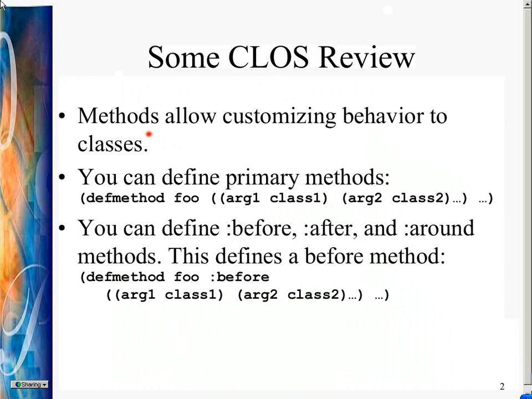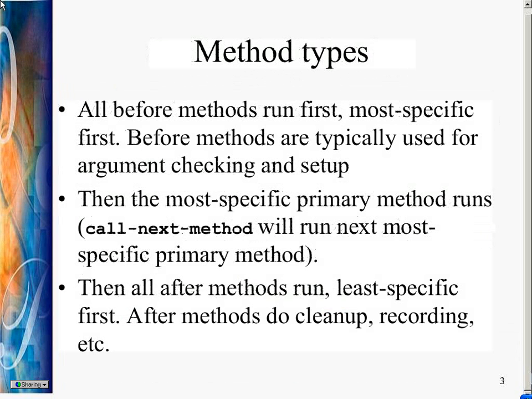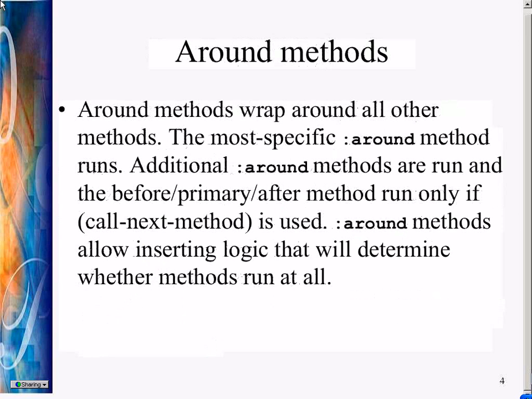And so we've been going through this. Obviously, methods allow you to customize your behavior. You define primary methods, also before, after, and around methods. All before methods run first, most specific first. All after methods run after, most specific last. The most specific primary method runs. Call-next-method will run the next most specific primary method. We had examples of that. All after methods run, etc.